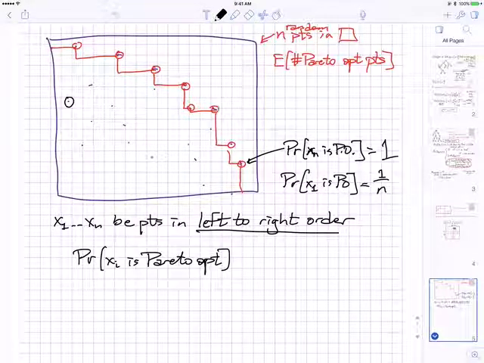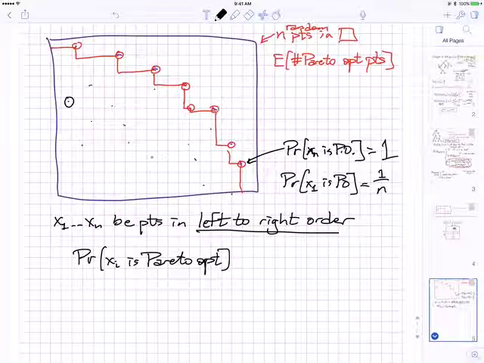But the y-coordinates of these points are random. The fact that I've ordered them doesn't change that fact. I've ordered them by the x-coordinates. The y-coordinates are still generated uniformly at random. This should remind you of keys and priorities, right?